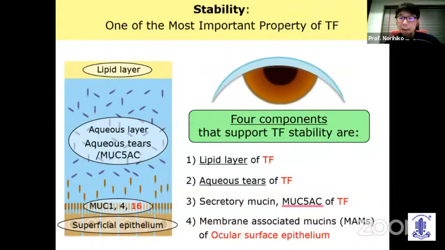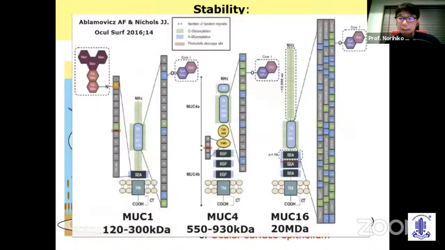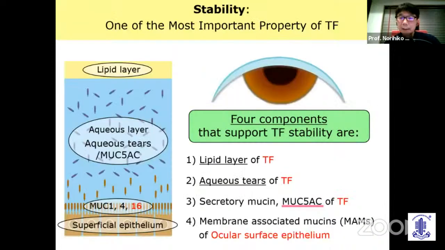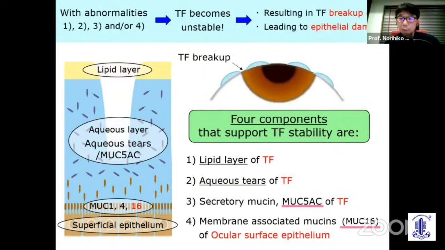Secretory mucin, MUC5AC, of tear film, which gives gel character to the aqueous layer; and membrane-associated mucins, especially the longest, MUC16, which retain wettability of the corneal surface epithelium. With abnormalities in 1, 2, 3, and/or 4, the tear film becomes unstable, resulting in tear film breakup that leads to epithelial damage.